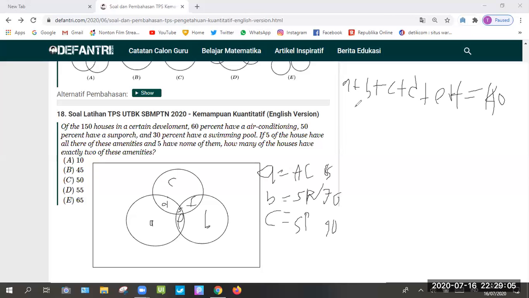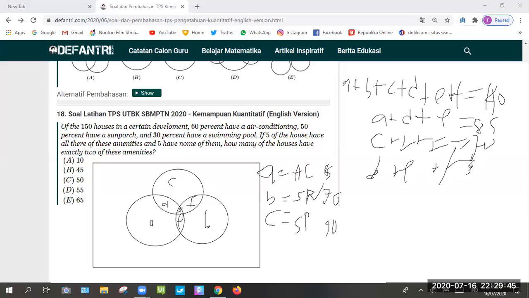And A plus D and E, this one, A plus D and E except the 5 is 85, and C plus D plus F is 70. And of course, B plus E plus F is 40.